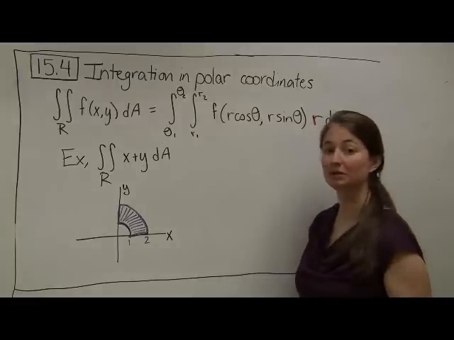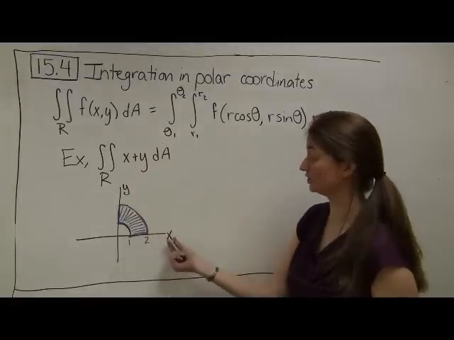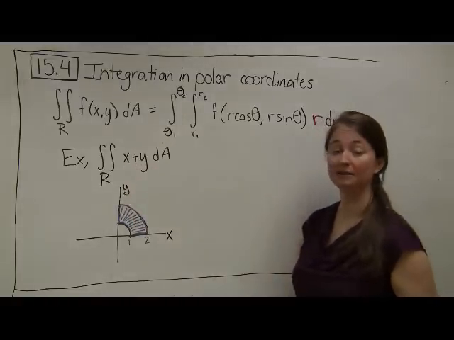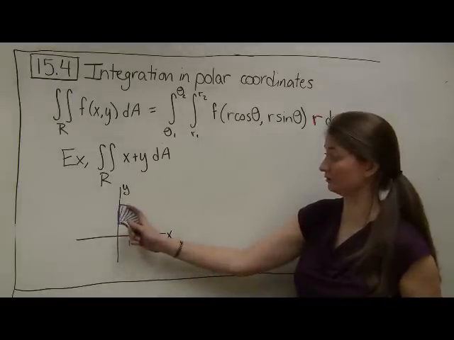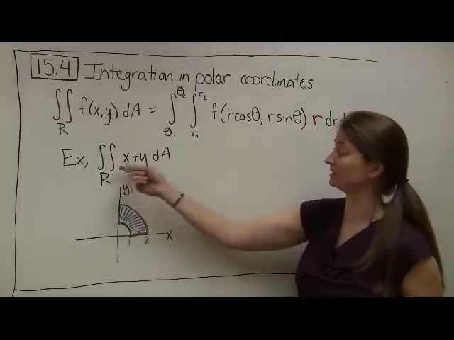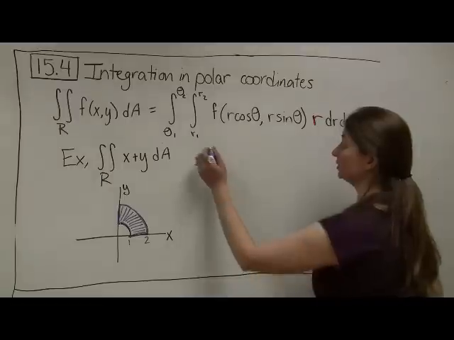Now, one way to compute this would be to set up the region of integration in terms of x's and y's. I'm going to say, that's a lot of work. That's difficult because these circles have really difficult bounds, and it makes this integration problem really hard. So instead, we're going to convert to polar.